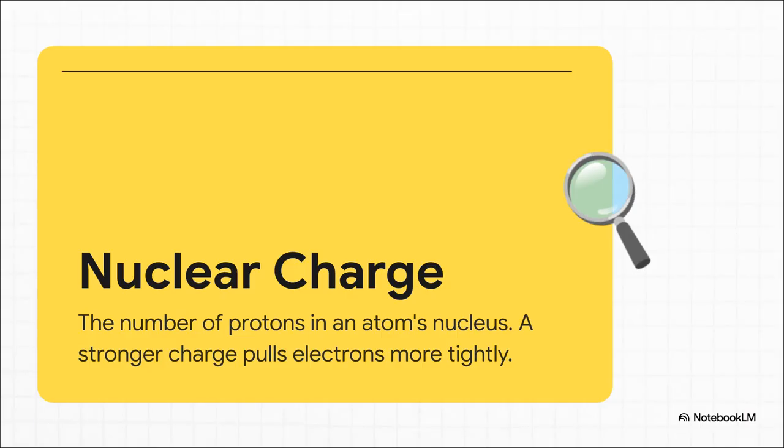All right, rule number one. It's all about pulling power. It's called the nuclear charge. And it's super simple. The more protons you have in the center of an atom, that nucleus, the stronger its positive charge is. Think of it like a magnet. A stronger magnet is going to pull all those negative electrons in a lot more tightly.